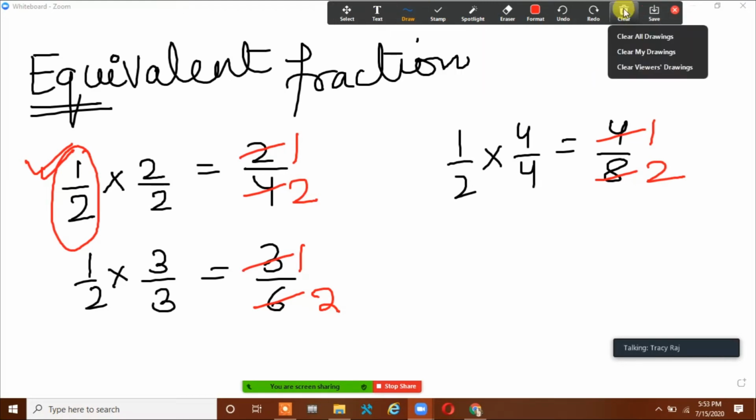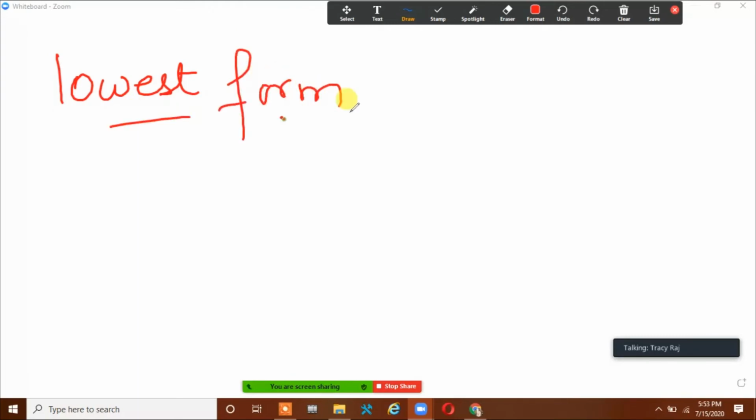Now I will solve some questions related to lowest form conversion, because I feel students have so much doubt in converting to lowest form, how to start, which number to take. So I will take a very simple example, 6 by 9. Now you see 6 and 9 both come in the table of 3. 3 twos are 6, 3 threes are 9.